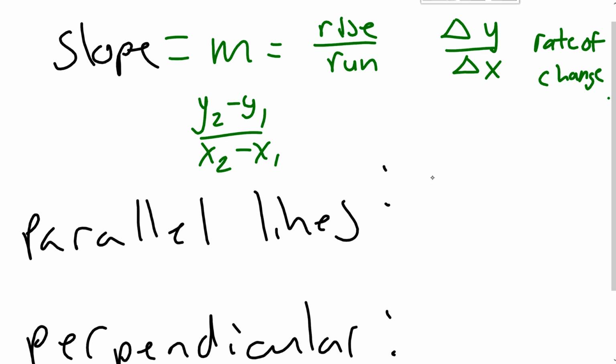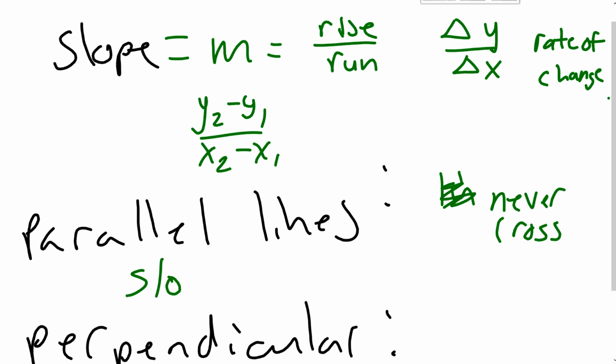Remember, parallel lines, you guys will always say never cross. Never cross. Mostly what I'm looking for here, parallel lines: yes, they never cross, but the slopes are the same. So if you have 2 equations and their lines are parallel, the slopes are the same. That's kind of the big thing.